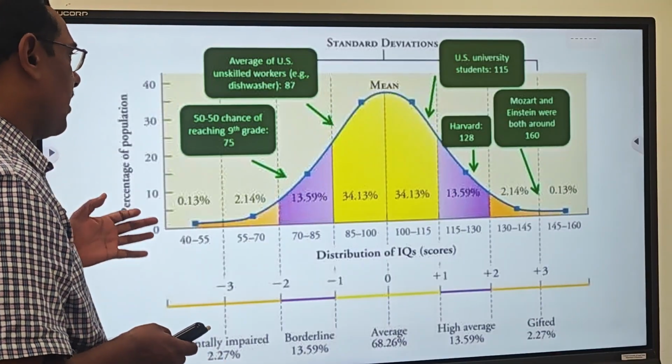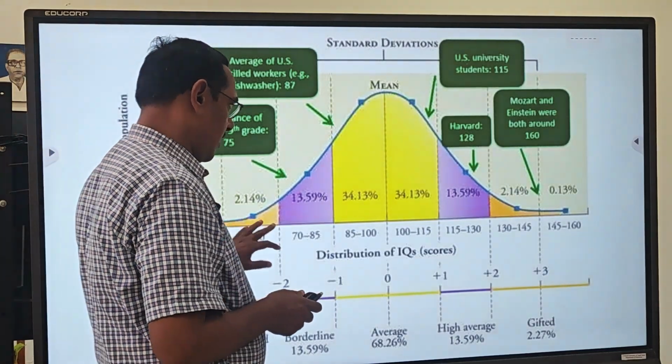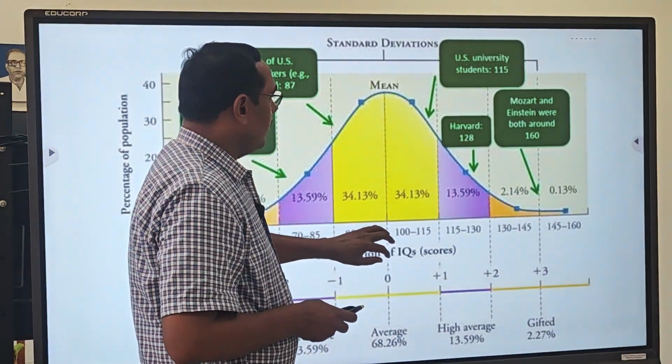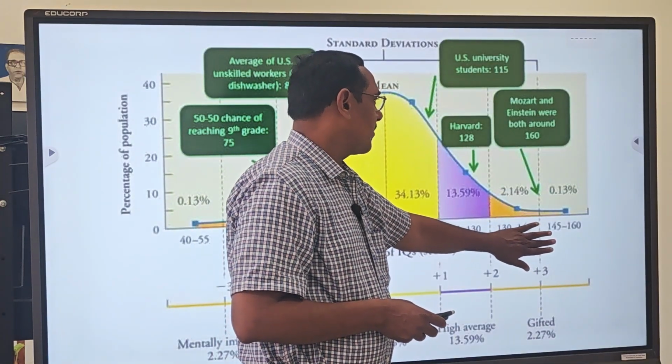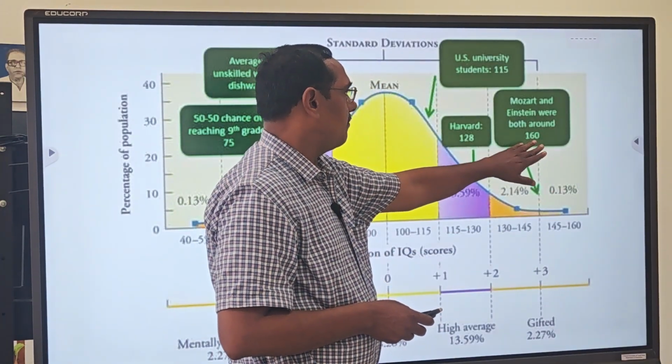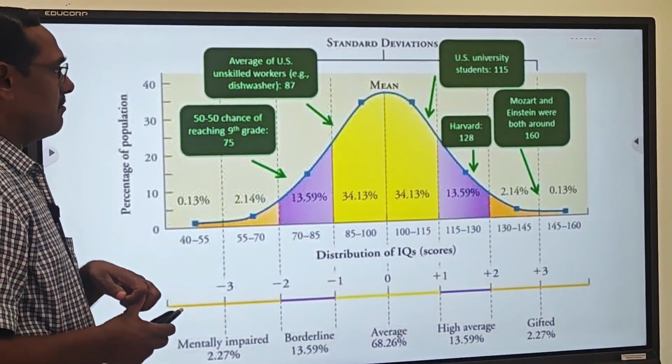Based on this, they have categorized people. So this is true data. Again, you can see if more than 160 they are genius, and only two people they have: Mozart and Einstein, they have got an IQ score of 160.